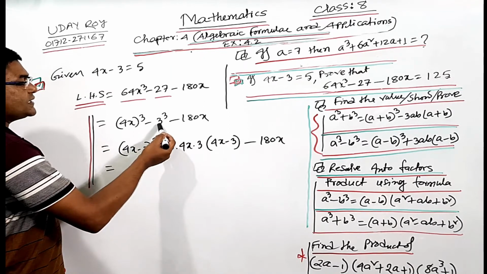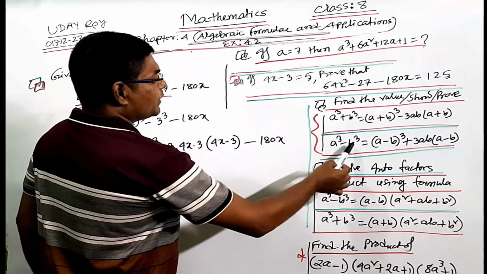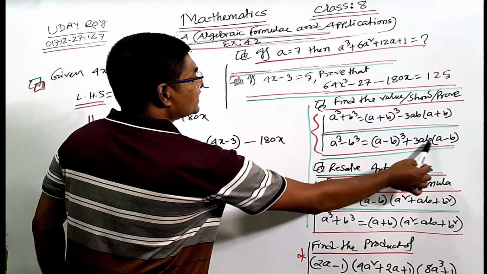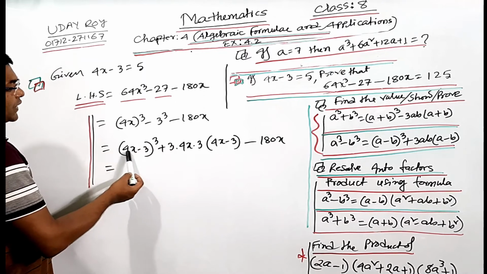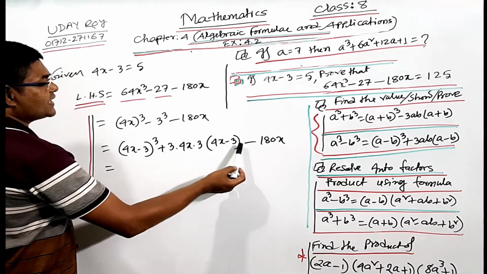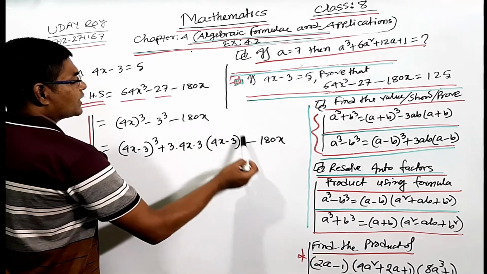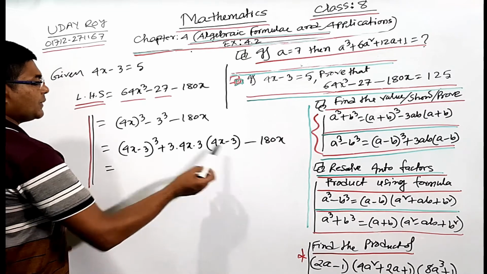So a cube minus b cube. So you have to follow a cube minus b cube. A minus b whole cube, 3ab into a minus b. A cube minus b cube. 4x minus 3 whole cube plus 3 into 4x into 3. 4x minus 3. Here is minus 180x. So a minus b whole cube plus 3ab into a minus b.